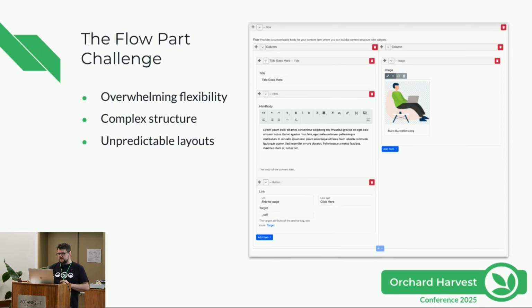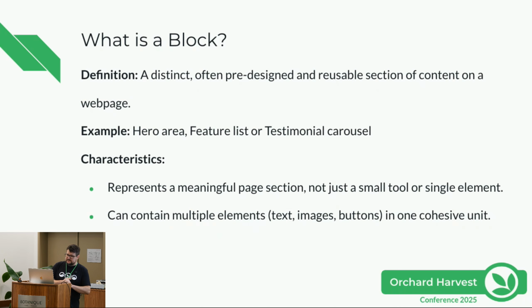And basically blocks, when we looked it up, are a distinct, often pre-designed and reusable section of content on a web page. An example is a hero area, feature list, or a testimonial carousel. So each section represents a meaningful part of the page. It can contain multiple elements like text and images in one cohesive unit.